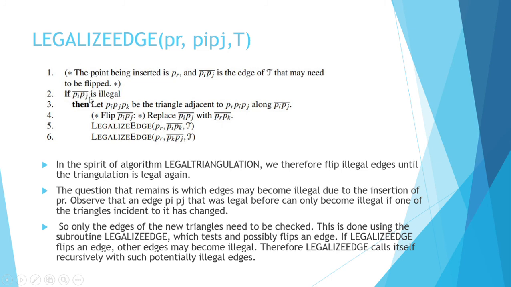If pipj is illegal, how do you find an edge is illegal? Using that lemma we saw before. Then let pipjpk be the triangle adjacent to prpipj along pipj. That is, you are finding the edge which is illegal, and you are flipping that illegal edge. So now again you are recursively calling on the next edge which may be illegal. So this algorithm searches recursively for all the edges which are going to be affected by the edge.